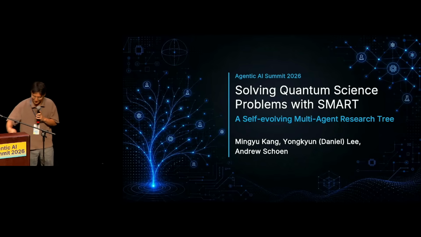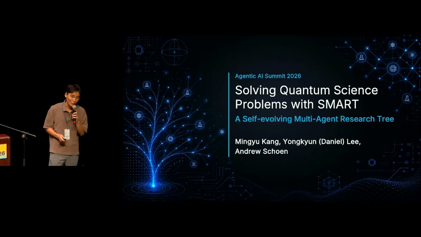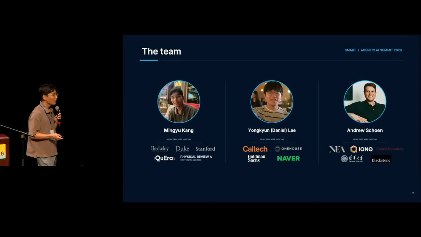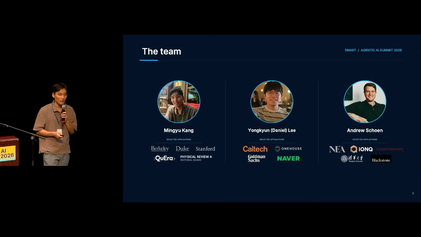Okay, perfect. Okay, solving quantum science problems with SMART, self-evolving multi-agent research tree. My name is Mingyu Kang, and this is a joint work with Daniel Lee and Andrew Sean.